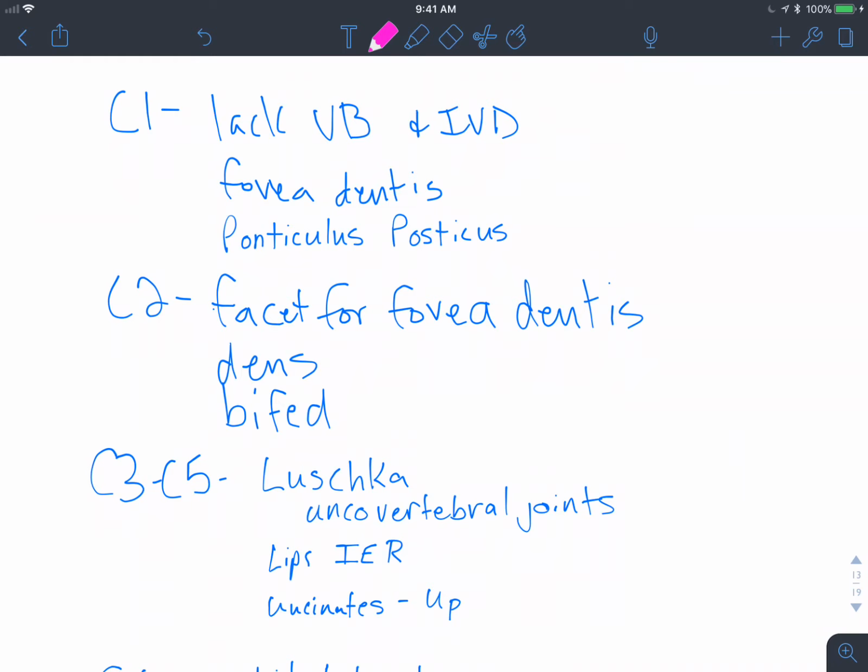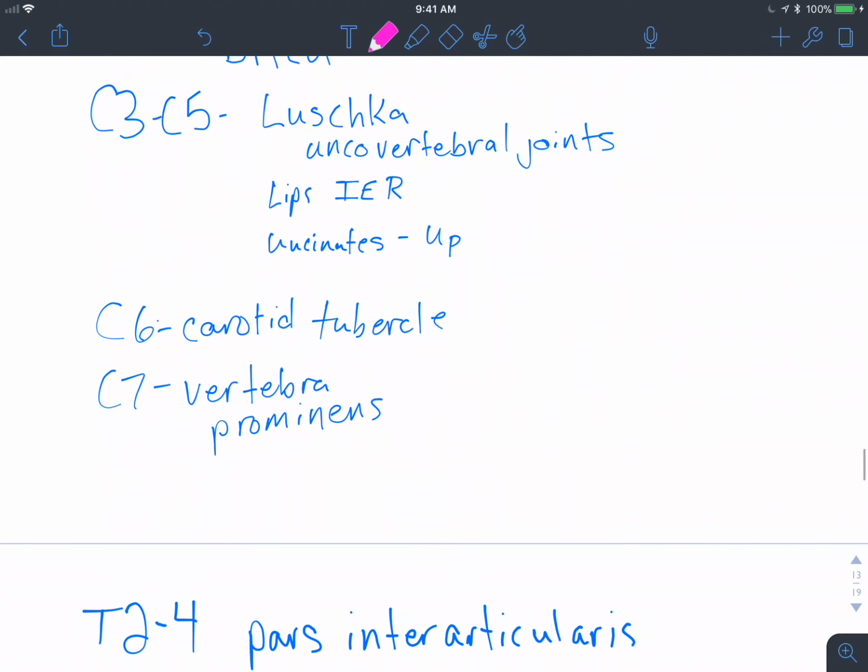If we're talking about C2, a couple things to keep in mind: we have the facet for the fovea dentis, where it articulates with C1. The dens, the big sticky, pokey, uppy thingy. And then a bifid spinous process is almost always found here. Reliably, anyway.